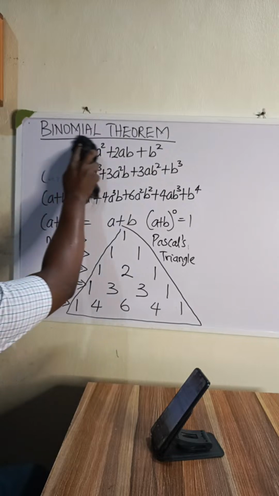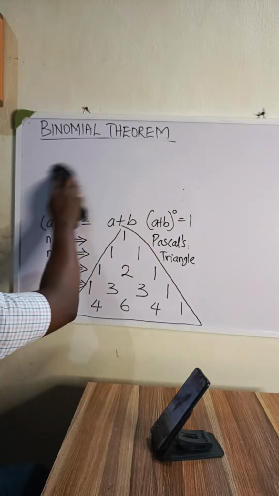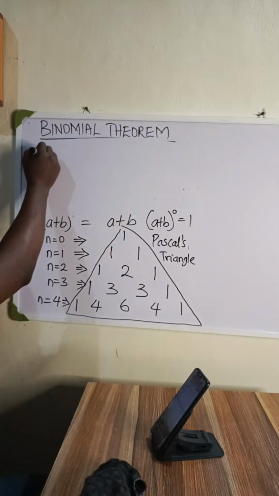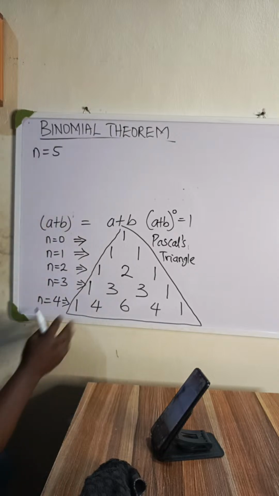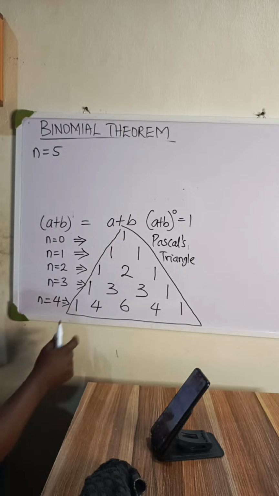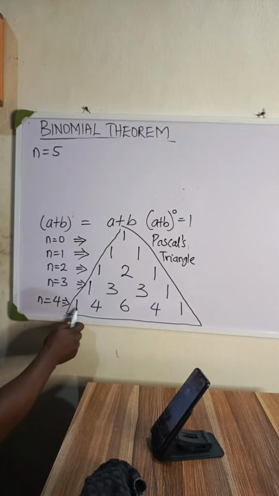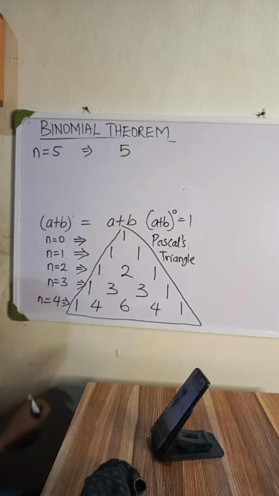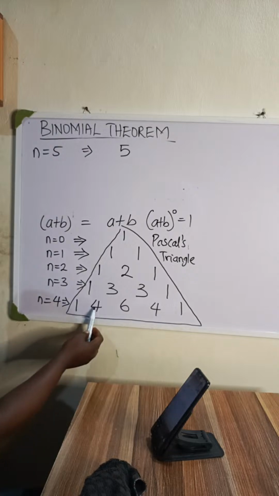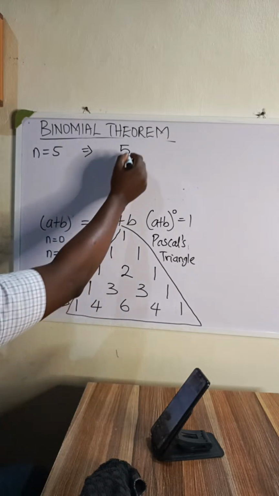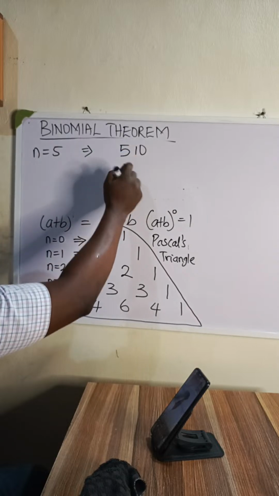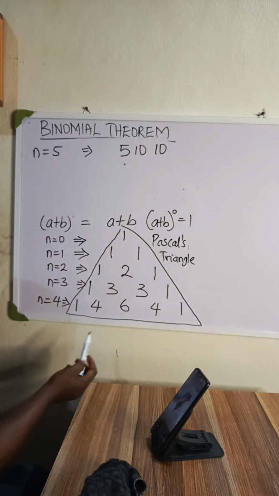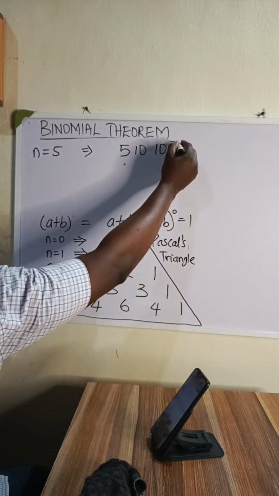So I'm going to wipe this out. Without expanding manually, let's see what it will be when n is equal to 5. First we are going to write down, using the numbers we have here, we're going to combine them. 1 plus 4 is going to give us 5, right? We've gotten the first number. 4 plus 6 is going to give us 10. 6 plus 4 is going to give us 10. And then 4 plus 1 is going to give us 5.